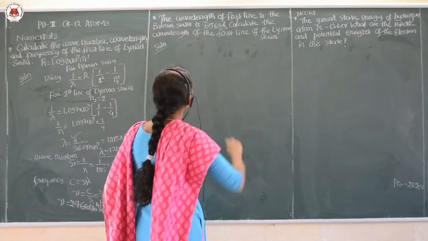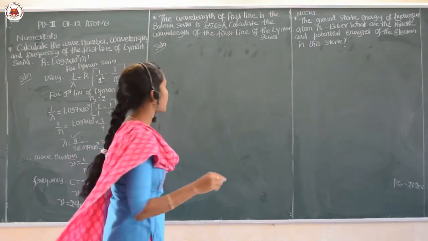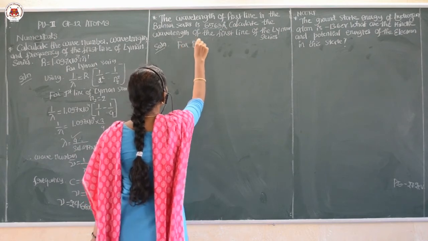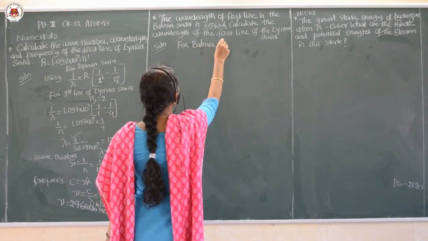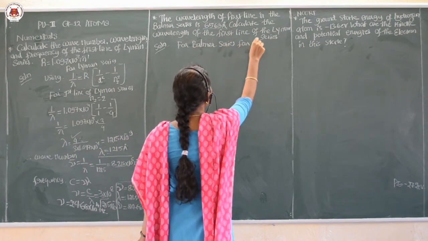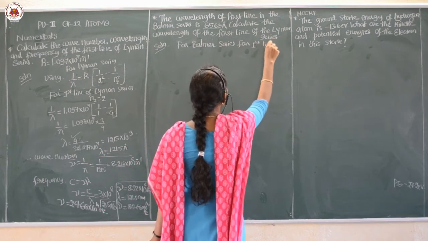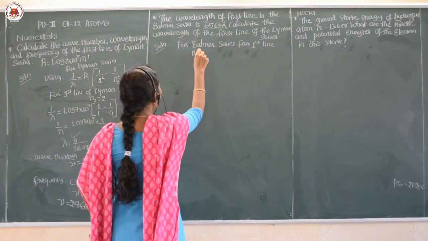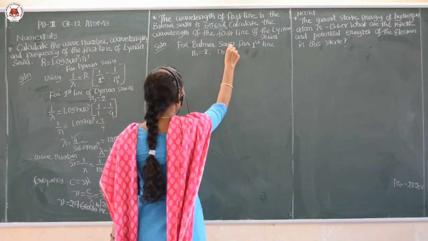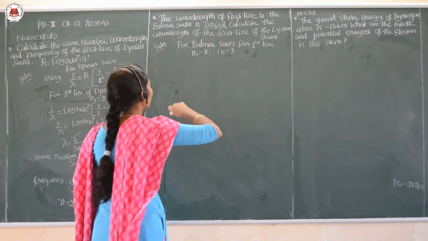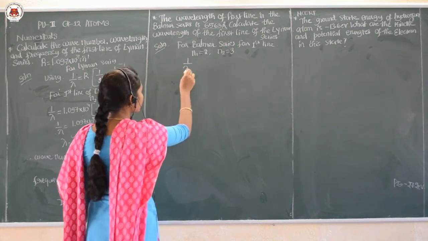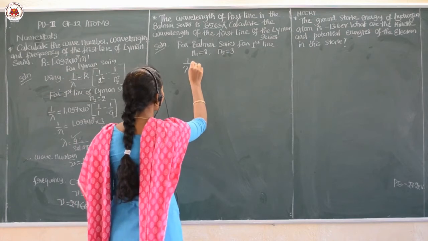The wavelength of the first line in the Balmer series is given. So, first take down here, for the Balmer series, for the first line, we have n1 equal to 2, for Balmer means it is 2, and the first line means n2 will be 3 here, and that is 1 by lambda b, I will write here, that is the wavelength of the Balmer series.